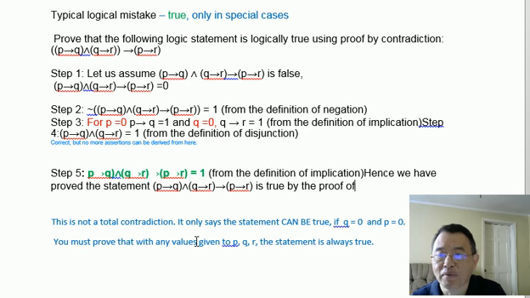Hello everyone. I find that some students, or many students, have a little misconception about proof by contradiction. Here's question number one: prove the following logic statement is logically true, by proof by contradiction. Typically, the problem is like you only get a logical statement that is true only in special cases. Okay, that's not true.